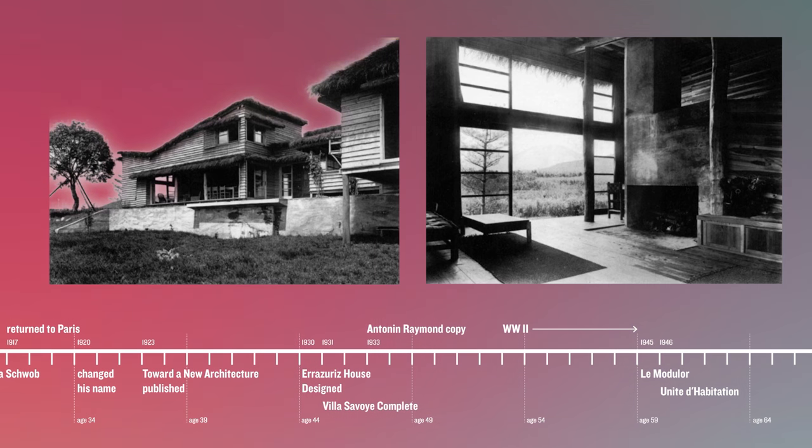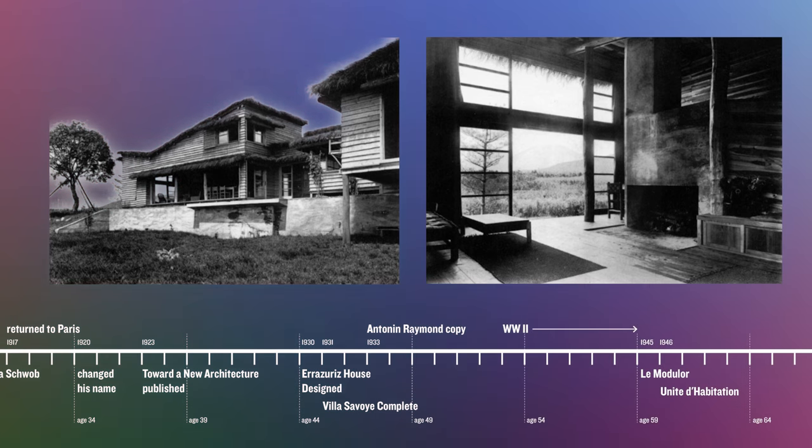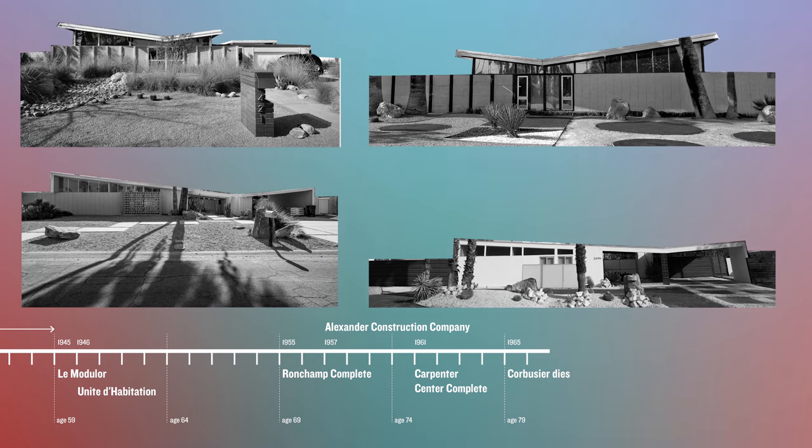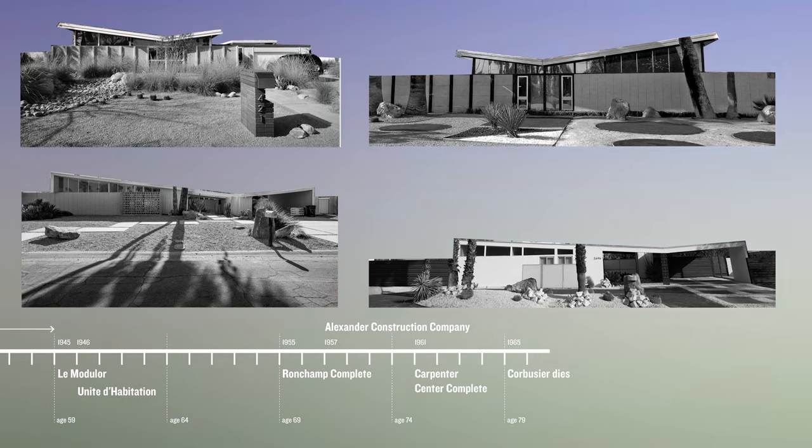But this house has its own unique cascade of influence, with people like Antonin Raymond, who built a house in the city of Karuizawa, Japan that is almost identical to the Errazuriz House. Some have even attributed the uneven butterfly roof design as influence for what would become a hugely iconic profile in Southern California.